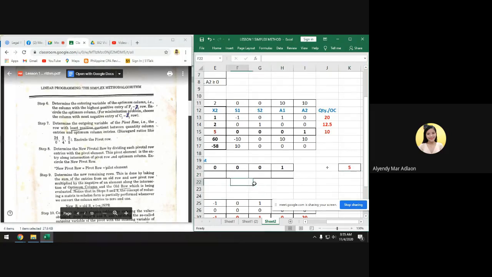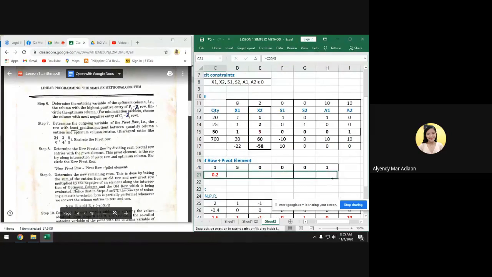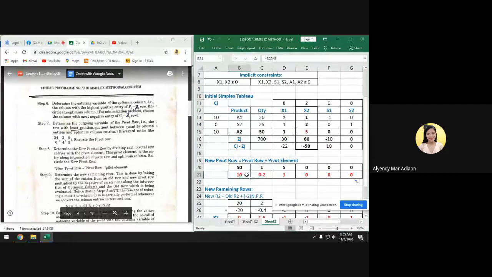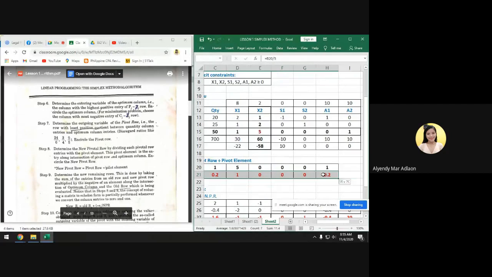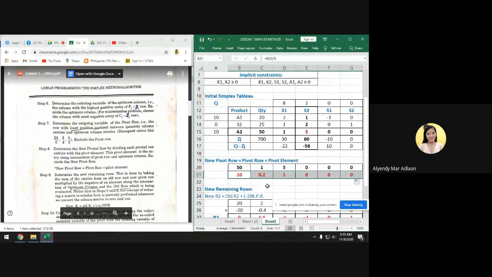Okay, so next step is to divide it by 5. So 50 divided by 5, 1 divided by 5, and so on. Okay, so this is now our new pivot row. So for our initial second simplex tableau, mao na ni siya ang mupuli sa row 3. Okay? Kanina ang mupuli sa row 3.